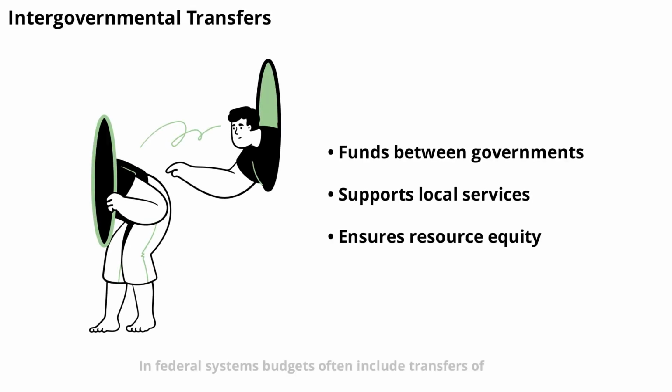In federal systems, budgets often include transfers of funds between different levels of government. For example, the national government may provide grants to states or cities to support local services. These transfers help ensure that all regions have the resources they need, even if their own revenues are limited.